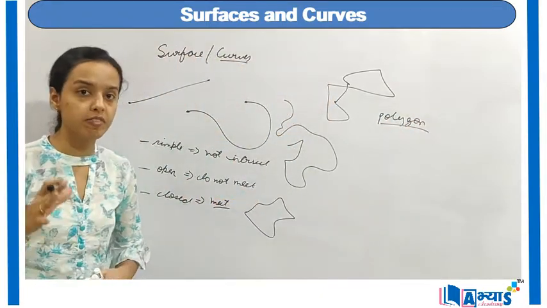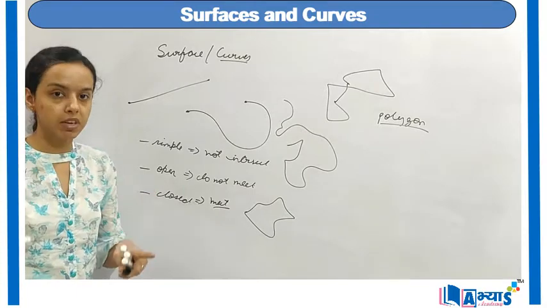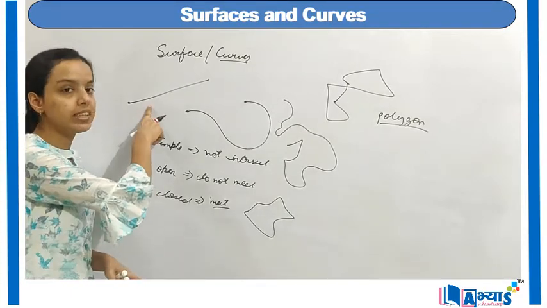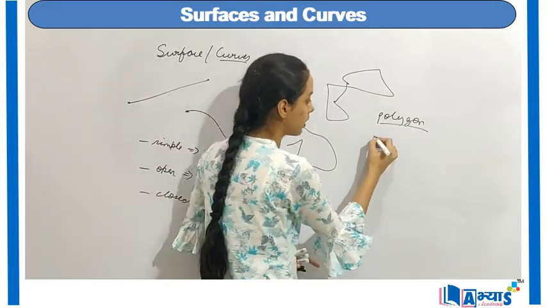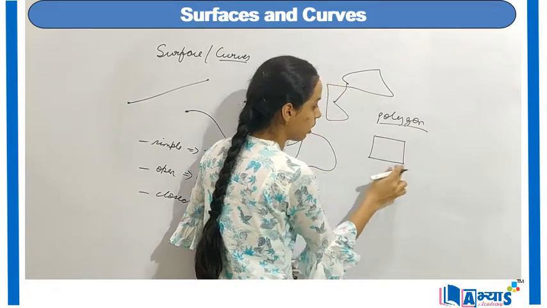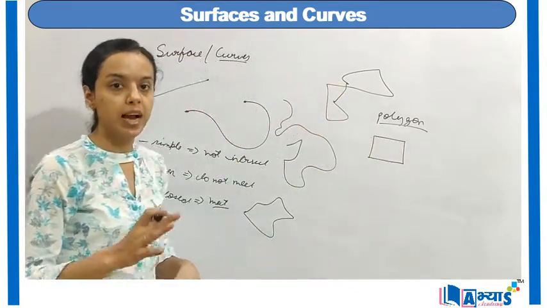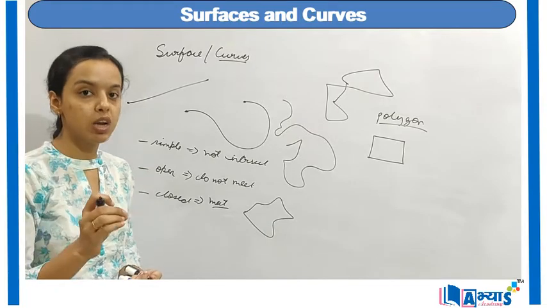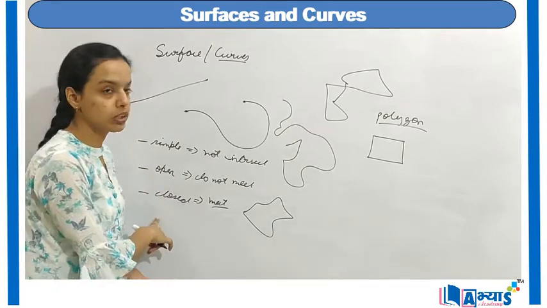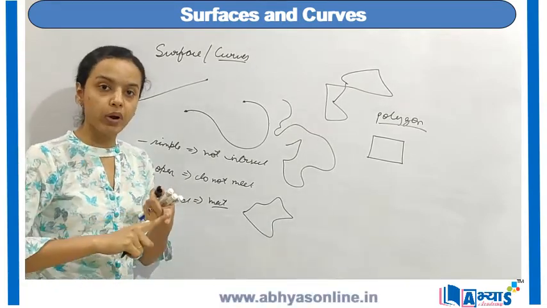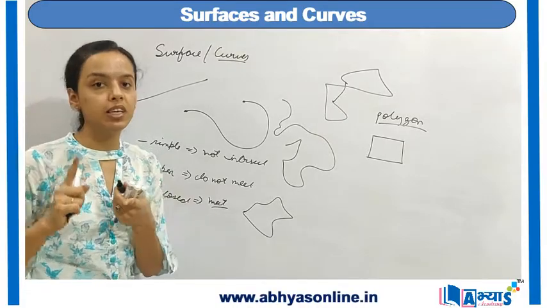By the word polygon, we mean that it is a closed figure made up of only line segments. So if I have the case of a square, all these four are line segments, that means it is a polygon. And the polygon always has to be a closed figure. That means the starting point and the ending point should be the same.